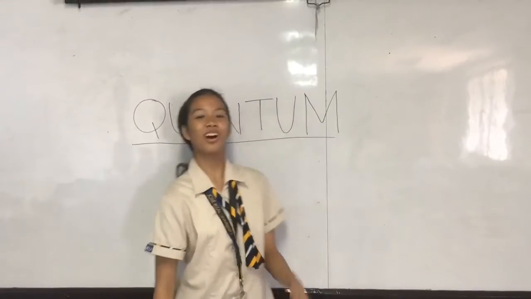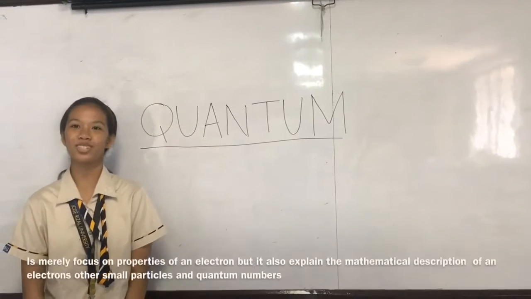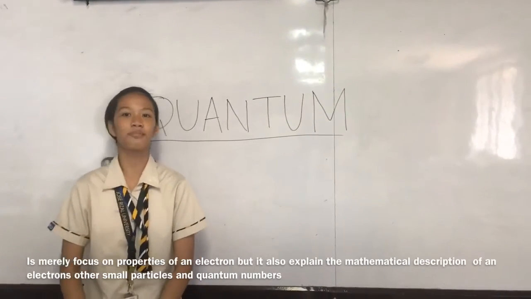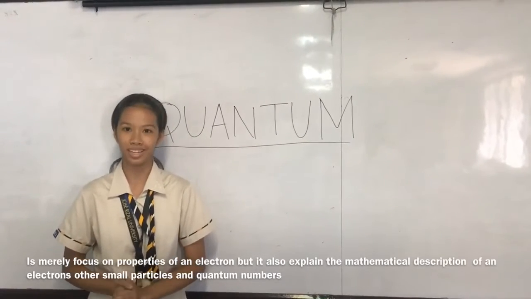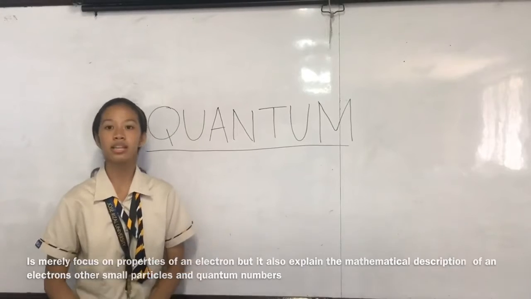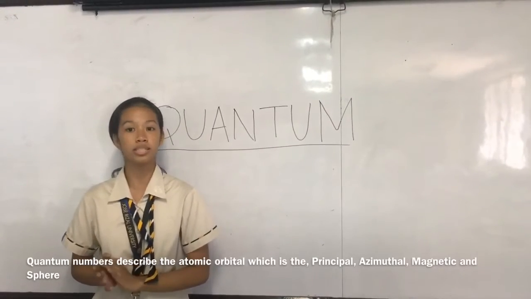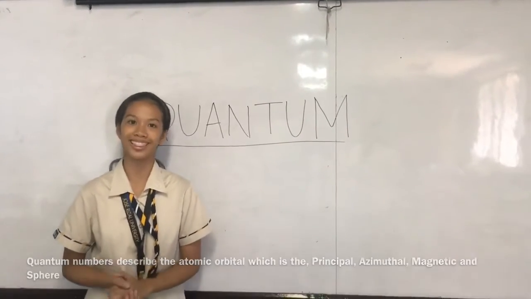First, let's talk about quantum. Quantum theory is mainly focused on properties of an electron, but it also explains the mathematical description of an electron and other small particles, and quantum numbers. Quantum numbers describe the atomic orbital, which are the principal, azimuthal, magnetic, and spin.